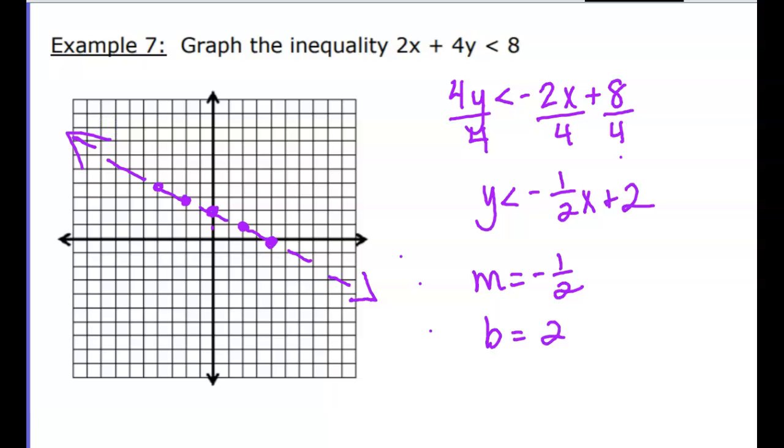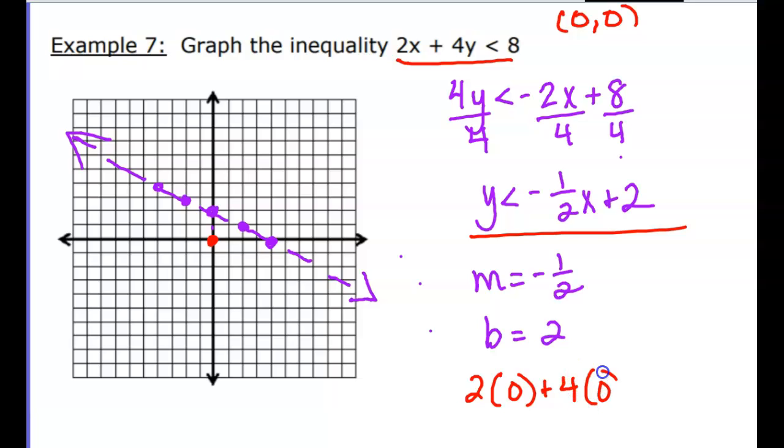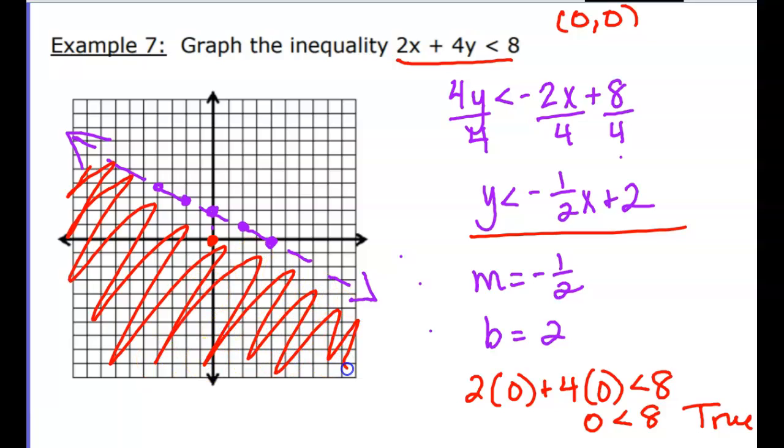Now we need to decide which side to shade. (0, 0) is not on the line, so I'm going to use (0, 0). I'm going to go back to the original problem and plug in (0, 0) just because I'm not dealing with fractions. You could use the original or the reformatted slope-intercept form. I plug it in: 2 times 0 plus 4 times 0 is less than 8. Well, this is just 0 is less than 8. That's a true statement. So that means everything where (0, 0) is will be shaded on this side of the line. Okay? So I hope this helped.